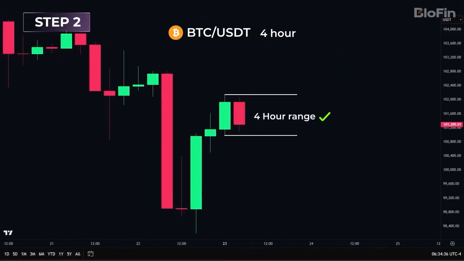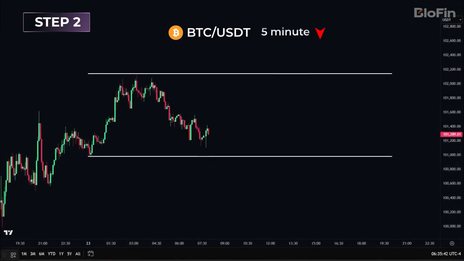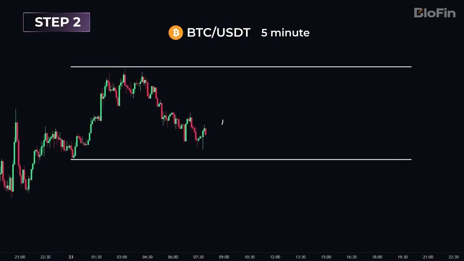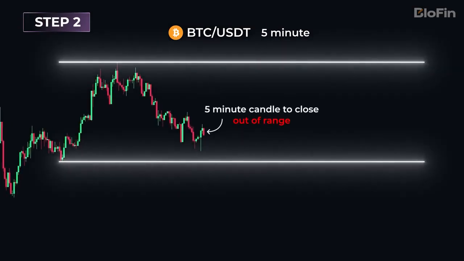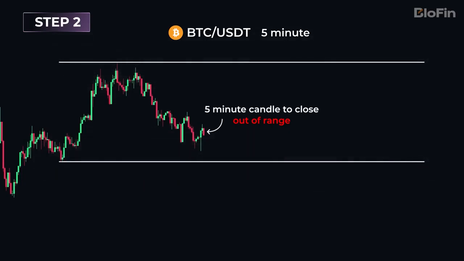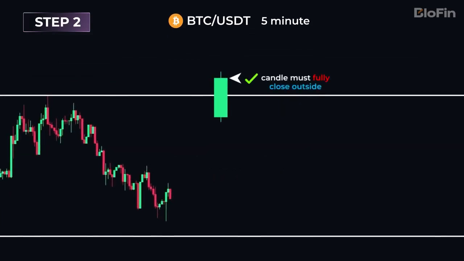Now, back to step 2. So after the 4-hour range is identified, we go down to the 5-minute time frame to look for scalp setups. So, the setup we're looking for is when the 5-minute candle closes outside of the range, either the range high or range low. But again, the key here is the candle must fully close outside, so wicks alone don't count.